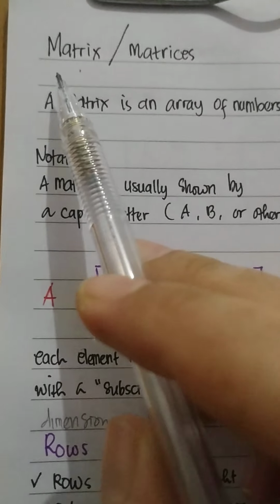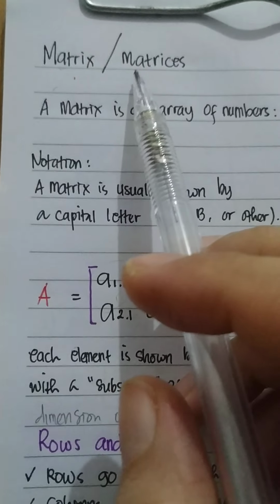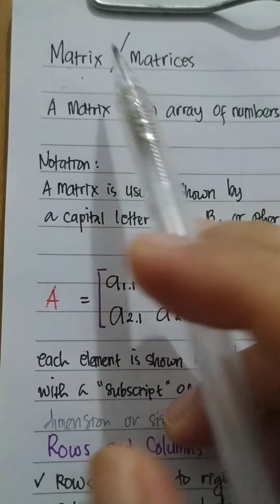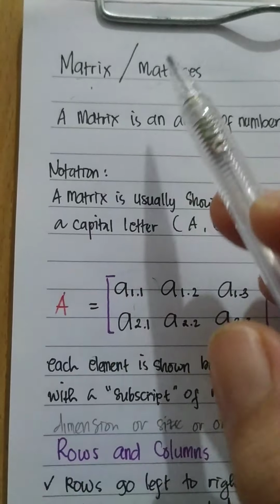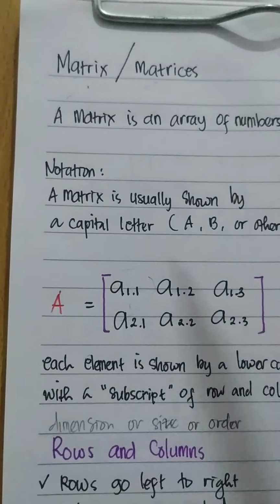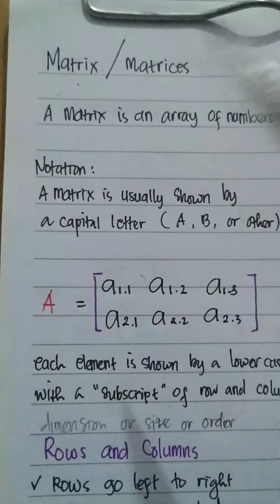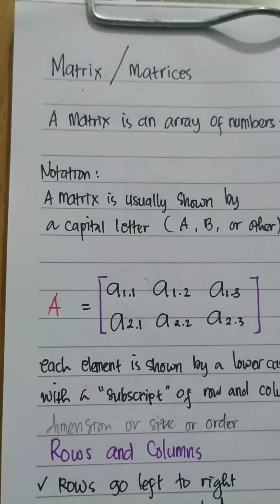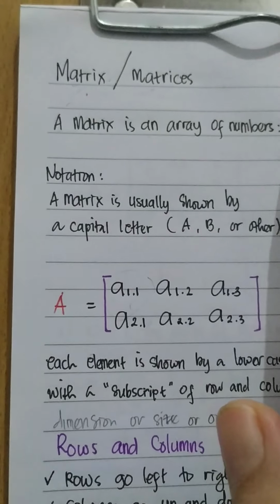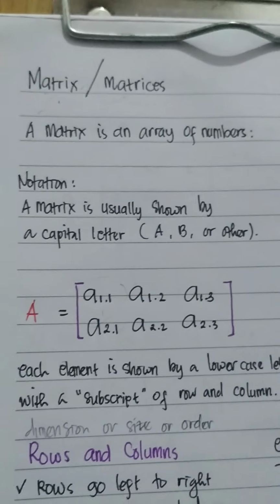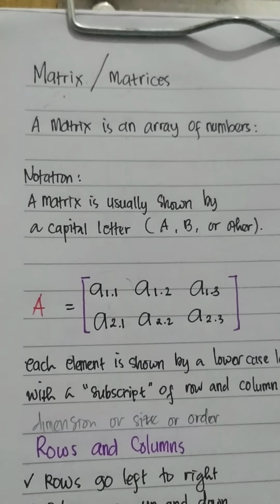Here, matrix is singular, and the plural we call matrices. So if there are several matrix, we call it matrices, but if it's only a single matrix, we call it matrix only. And as you know, I believe that everybody already knows that a matrix is an array of numbers that is arranged in several rows and columns.